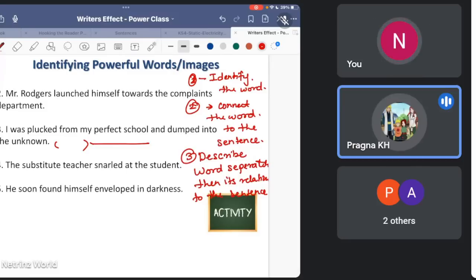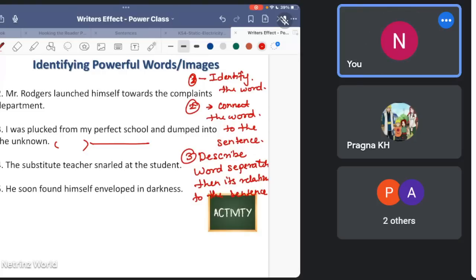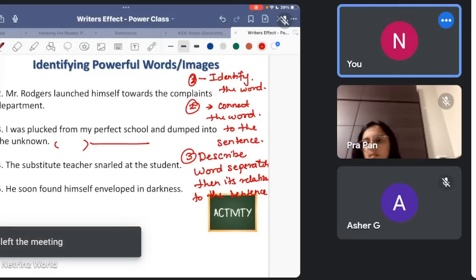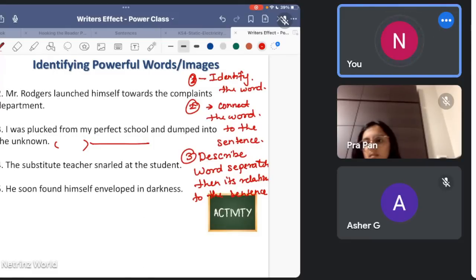Ma'am, can I rejoin? My internet connection is low. Yes, please, you can. So when I say snarled, snarled is when a person is making a nasty sound when that person is angry towards someone. So instead of writing the phrase, you should have written the writer uses the word snarled to express the feeling of anger represented through the annoying sound made by the teacher towards the students.